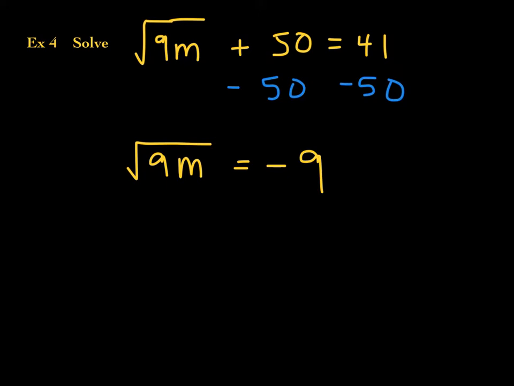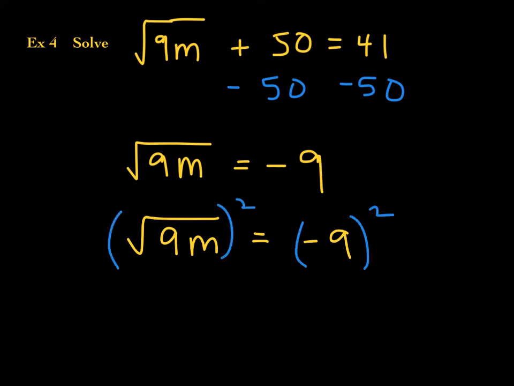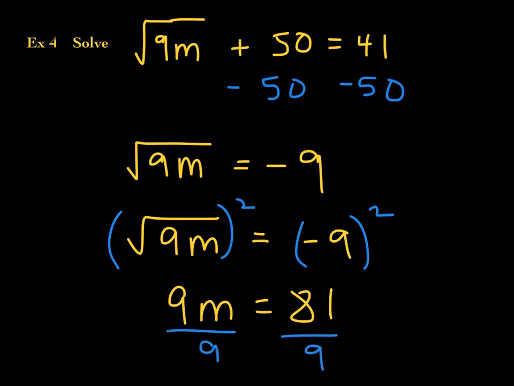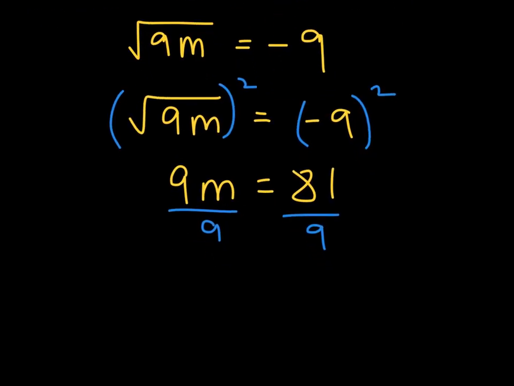If I keep following my steps, however, if you didn't realize that, that's okay. What we can do is square both sides, put parentheses around negative 9, please. I hope you use parentheses there. This squaring of both sides leaves you with 9m is equal to positive 81. And then when you divide both sides by 9, you get a proposed solution of positive 9. Now we have to check this.